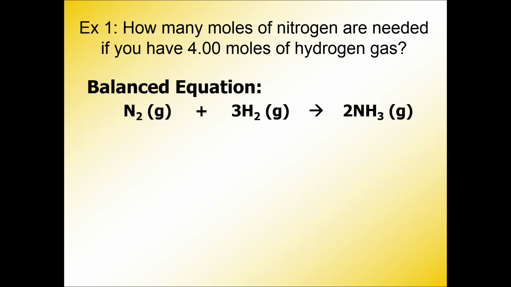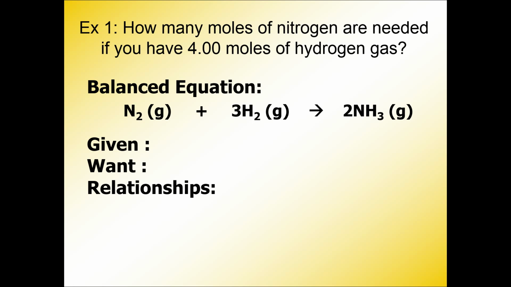Now I'm going to go ahead and solve the problem using a method we call GWR. GWR stands for given, want, or relationships. Sometimes you'll see relationships written as ratios, but they mean the same thing. A given is basically the only number given to you in the problem. In this problem, I have 4.00 moles of hydrogen gas, so I'm going to go ahead and write that in as the given. I like to use the formulas instead of the words when you do the GWR because it saves space, one, and because in case you need to calculate any molar masses, you have the formula ready to go.